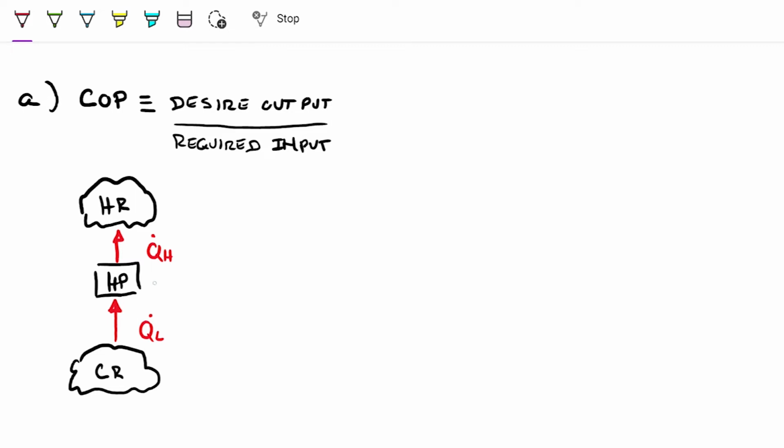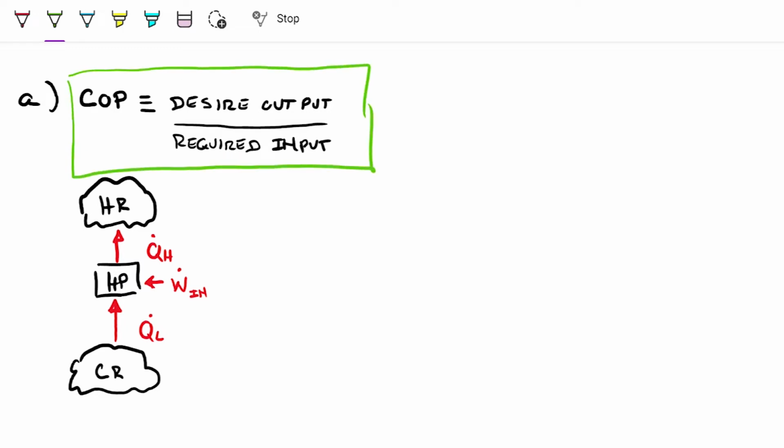But to do that, we know we need to give this heat pump some energy, because this is not what entropy would dictate. So we need to put some energy in. This is the situation we have in our house. Given this situation and the idea of what the COP is, what is my desired output? Well, what I'm looking for is to heat up my house, to send energy into my home, into the place that is already hot.